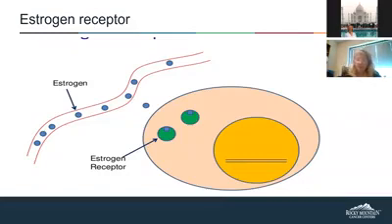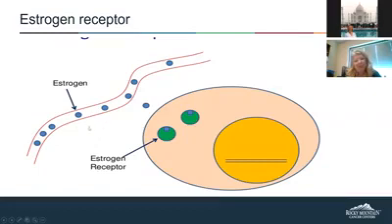Now, some breast cancers, maybe 20% of breast cancers, don't have the estrogen receptor, but what we're trying to determine with these stains on the initial biopsy is, first of all, is it there or is it not there? And if it is there, what's the extent of its expression?